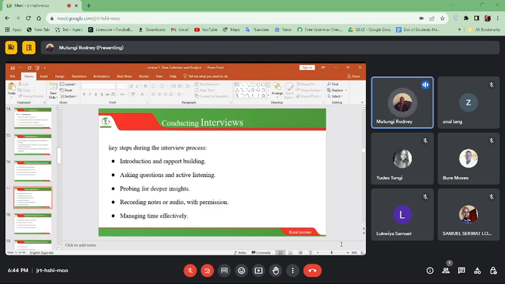So when you reach there, like I said, you introduce yourself and create that rapport. Someone should feel free to talk to you. Then you ask questions and listen very actively. When you're listening in an interview, especially an in-depth interview or a key informant interview, you do not need to interrupt unnecessarily, okay?